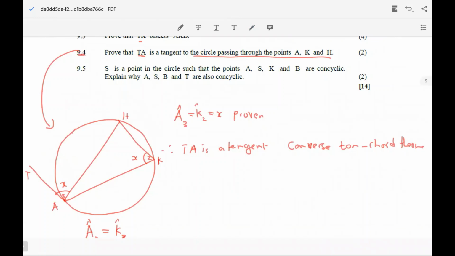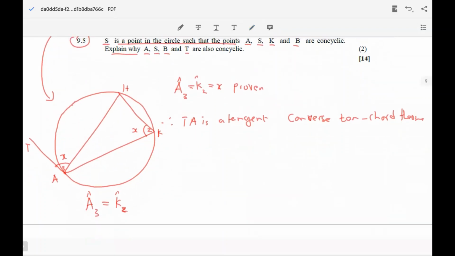Then the final part. After this, we shall have a word from Hakil before we end our session. 9.5. S is a point on the circle such that points A, S, K, B are concyclic, meaning they lie on the same circle. Explain why A, S, B and T are also concyclic.